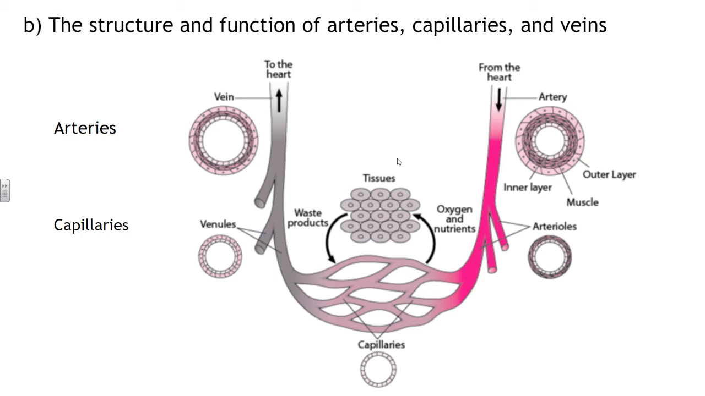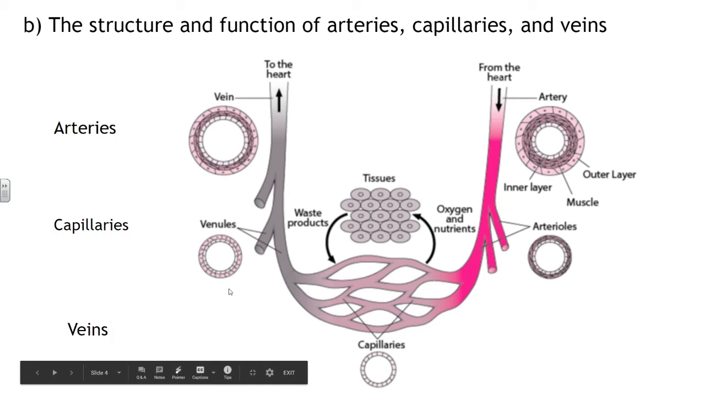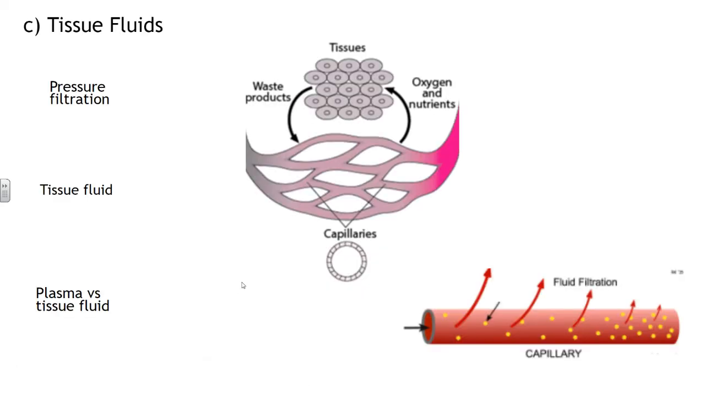The three structural differences that we need to know for the course, which we've mentioned already, between the veins and the arteries are that the veins have a much thinner muscular wall than the arteries, that the veins have a wider central lumen than an artery of the same size, and that they have valves to prevent the backflow of blood. We then look at the next section, which is tissue fluids.